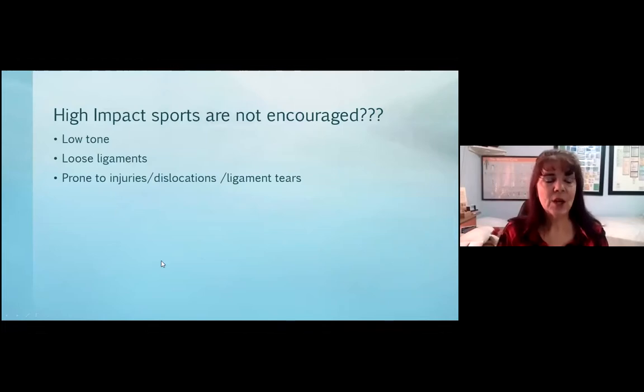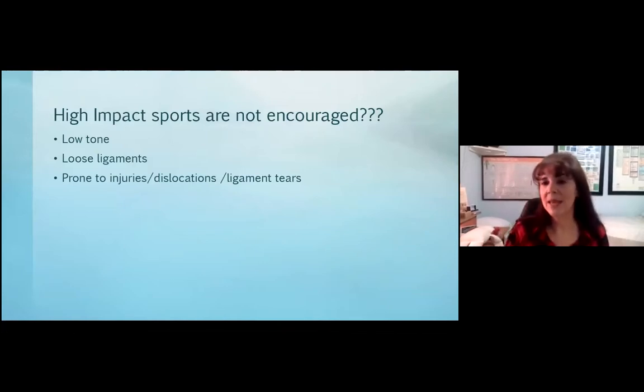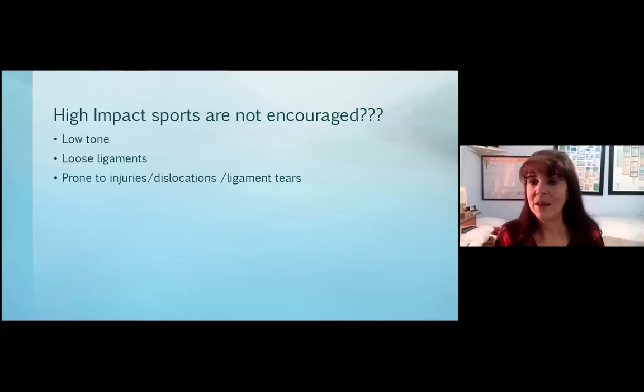The last thing I want to talk about today is children with low tone and loose ligaments are just going to be more prone to injuries, right? They're going to be more prone to hip dislocations, shoulder dislocations, ligament tears. So if you have a kid that is going to functionally be ambulatory at some point in their life, just be aware that they are going to be a little bit more prone to those kinds of injuries.